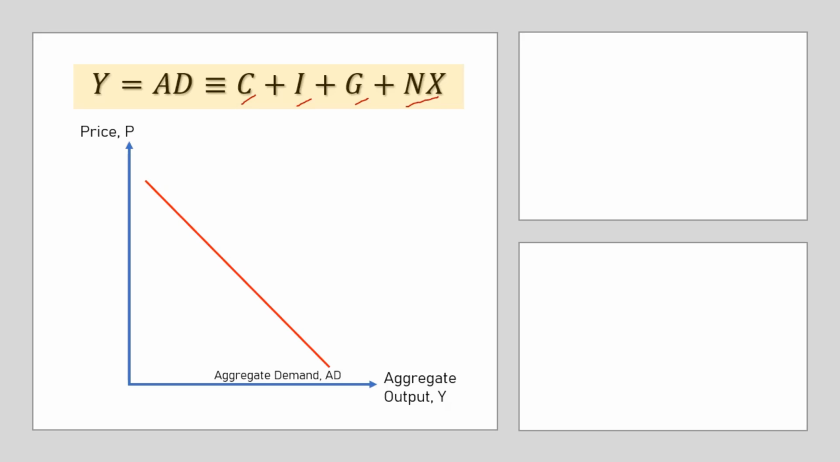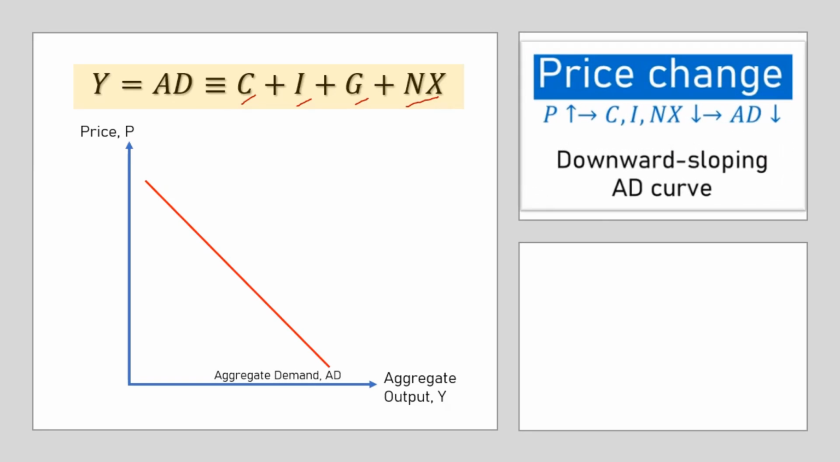You know, a change in a component of AD may be due to a change in price or a change in non-price factors. It is so similar to discussing the demand curve in microeconomics. So when a change in C, I, G, or NX is due to a change in the aggregate price level, it will only move along the AD curve. There will be just movement along the AD curve.